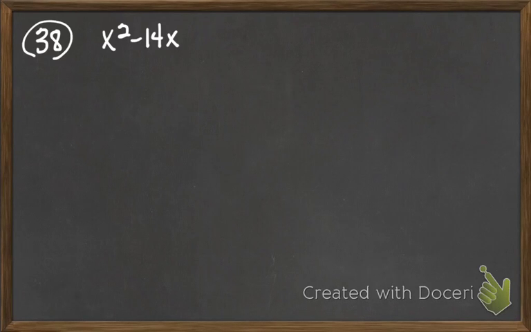Yes? Is it always going to be added? It's always going to be added. Okay, good question. This is why it's going to be added, because you're always going to take the number in front of your x, and you're always going to divide by 2, and then you're always going to square it. So it doesn't matter whether it's negative or not, it's going to get squared, and it's going to become positive. So yes, you're always going to add that number.